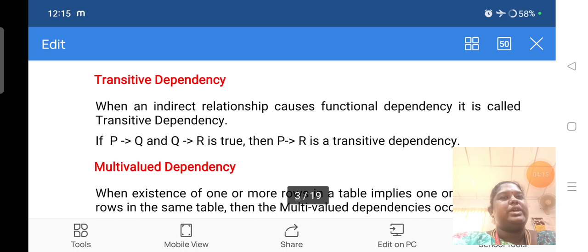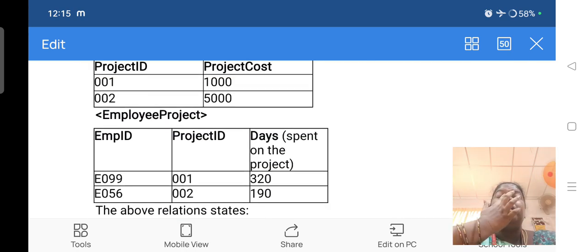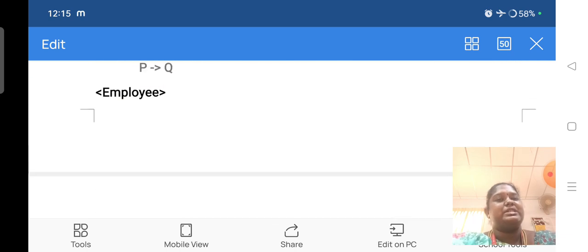These are the dependencies we are going to see here. Dependency means a table will be dependent on another. We have two tables: table 1 will be dependent on table 2, and table 2 dependent on table 1. This is an example of dependency.